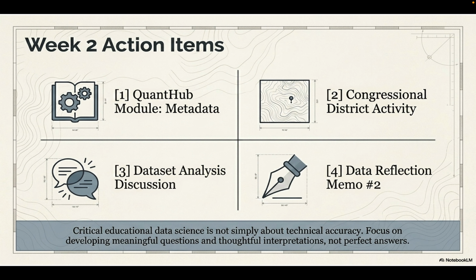This week, you will complete the Quant Hub module on metadata and secondary data, the congressional district activity, the data set analysis discussion, and data reflection memo number 2. As you complete these assignments, focus less on finding perfect answers and more on developing thoughtful interpretation and meaningful questions. Critical education data science isn't simply about technical accuracy, it's about ethics, representation, interpretation, and human impact.